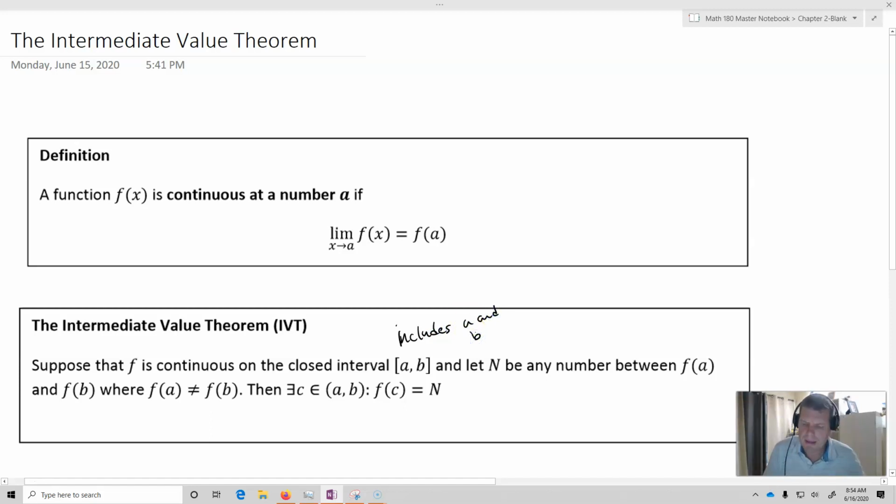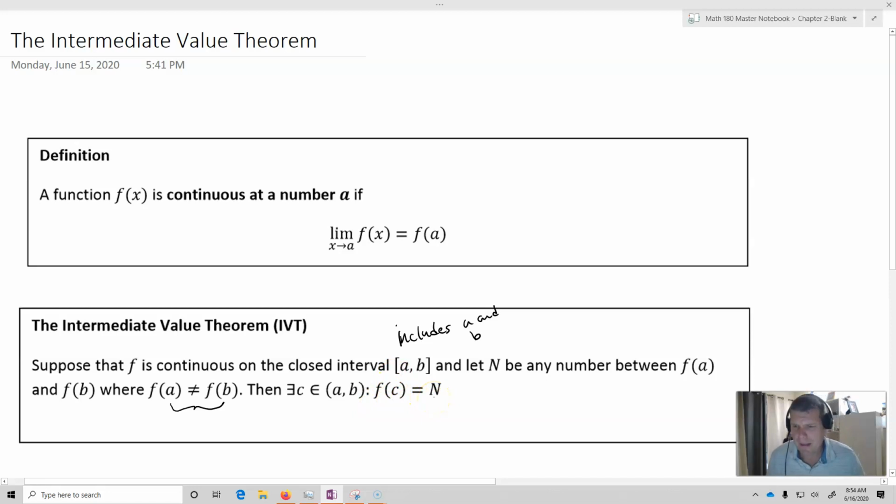So it's going to include a and b, and let n be any number between f of a and f of b, where f of a does not equal f of b. Basically we need these two values to not equal each other. That's going to end up being really important. Then there exists a c belonging to a to b such that f of c equals n.